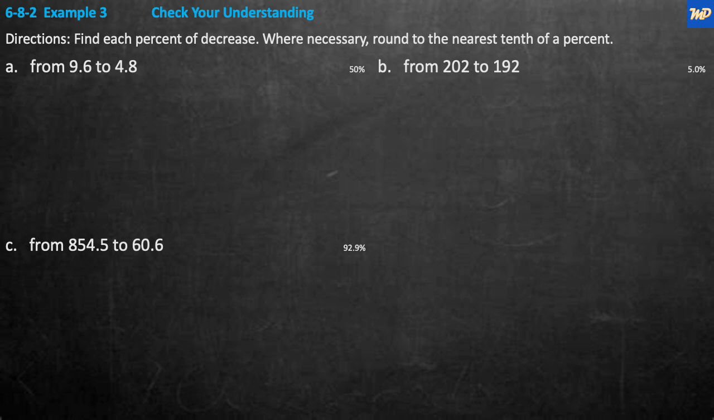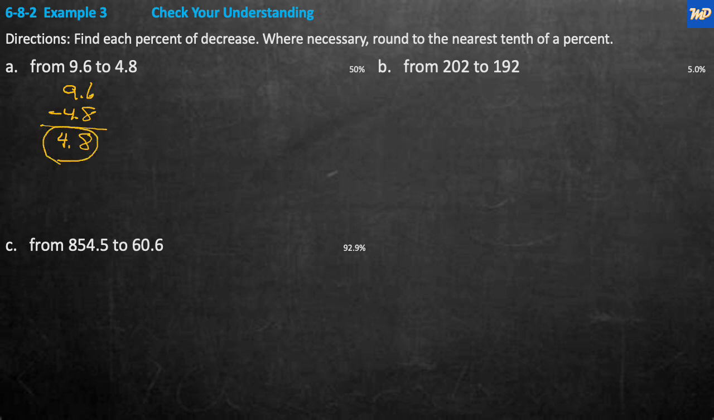Let's see what happens. Like we did the other one, we're going to start off by saying 9.6 minus 4.8 is what? Borrow 1, so we're going to have a 16 and an 8, and then we have an 8 left over here, and it's going to be a 4. So 4.8 is our value.